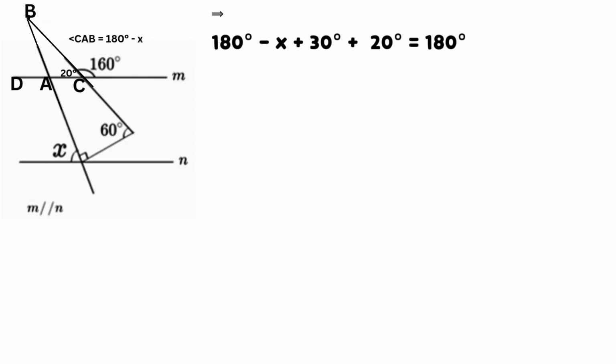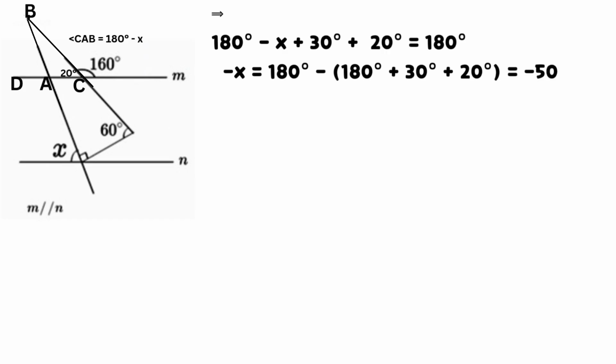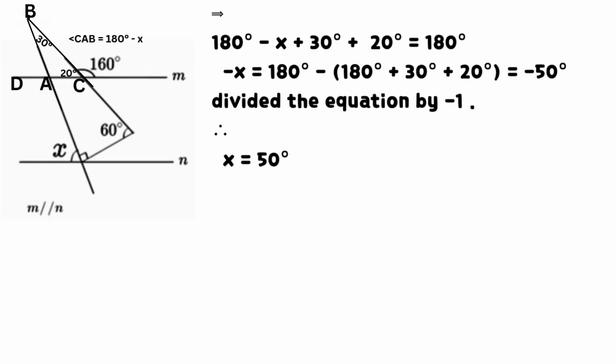It signifies that 180 degrees minus x plus 30 degrees plus 20 degrees equals 180 degrees. Make negative x the subject of the formula. We have that negative x equals 180 degrees minus, in bracket, the sum of 180 degrees and 30 degrees plus 20 degrees, which equals negative 50 degrees. Divide the equation by negative 1. Therefore, x equals 50 degrees.